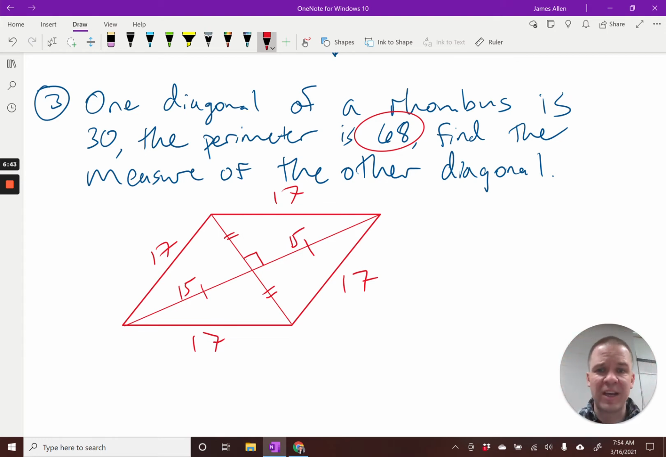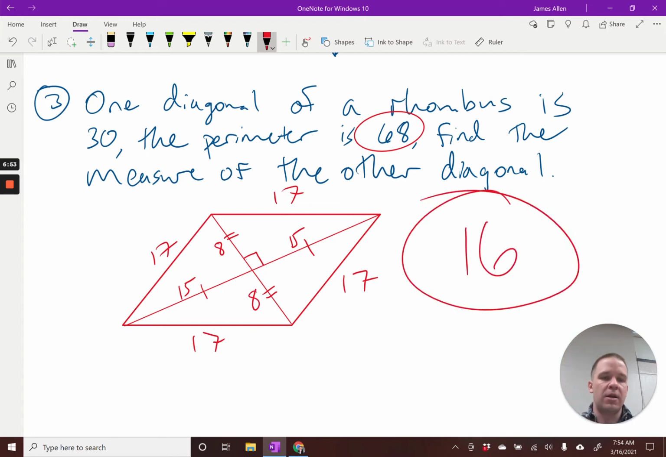So I have 15, I have 17. Oh my goodness, this is another triple. 8, 15, 17. And if these are both 8, then the other diagonal measures 16. Whoop, whoop. My goodness.